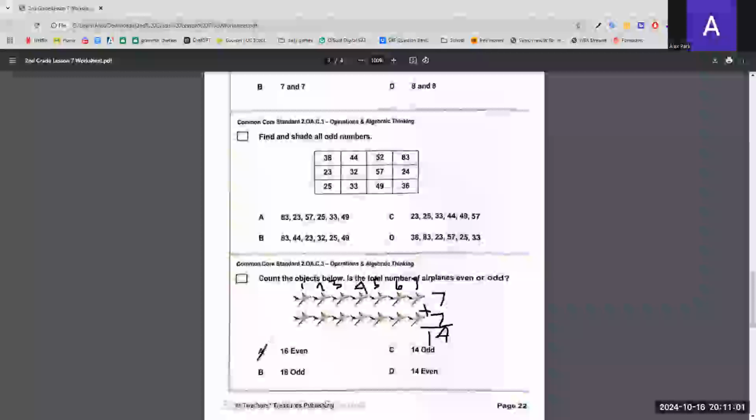And we know it's not A or B because that says 16 or 18. So to tell if 14 is odd or even, if it ends in 0, 2, 4, 6, or 8, then it would be even. And 4, so it's even. And that's all we're going to do for today.